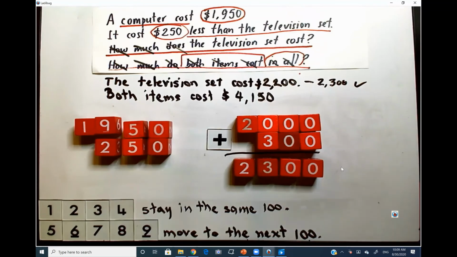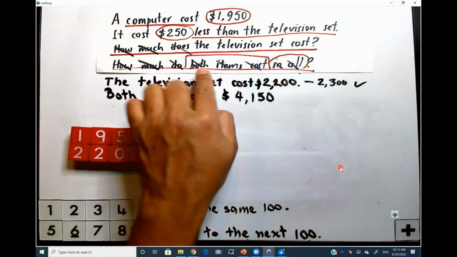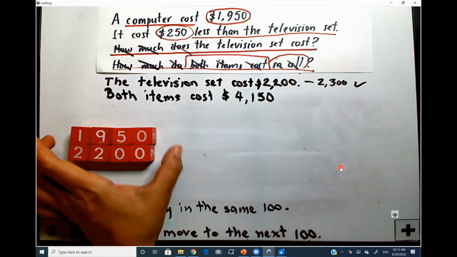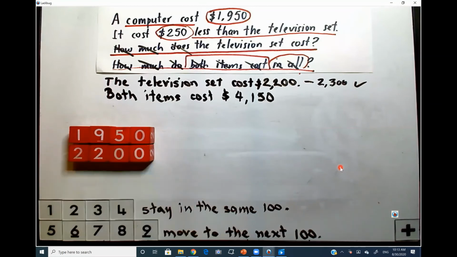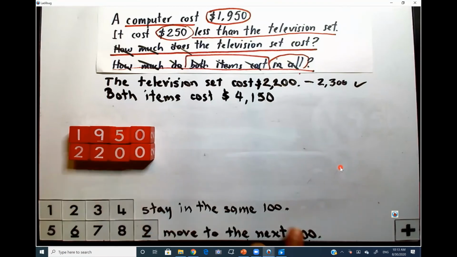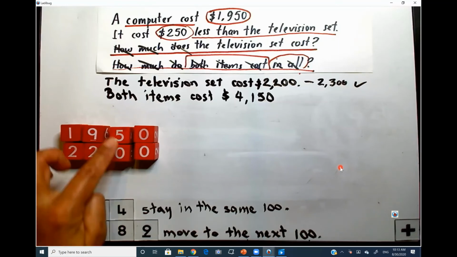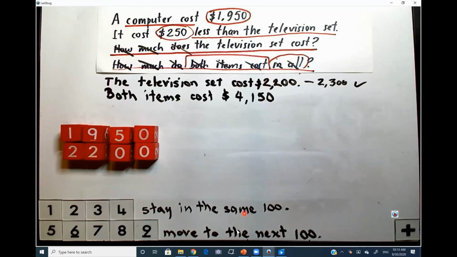Now, let's do the one for the second part of the problem. To check how reasonable the answer for question 2, how much do both items cost in all, we need to run the numbers again. So we know that the computer costs $1,950 and that the television costs $2,200. Now remember, if we're rounding again to the hundreds place, we need to look at the tens place to see which rule applies. If the number in the tens place is 1, 2, 3, or 4, it stays in the same 100. And if the number in the tens place is 5, 6, 7, 8, or 9, it moves to the next 100.